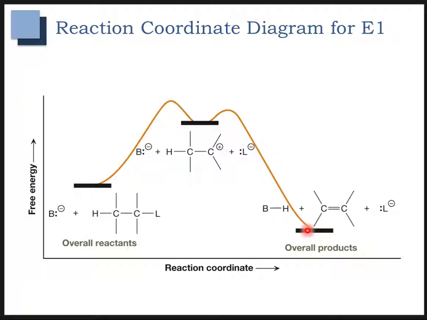So we'll notice a couple important things with this. As with the SN1, you'll notice that this first hump is higher than the second hump. So this is going to be our rate limiting step, or our slow step for the reaction. Okay, and the second step is downhill, and this is going to be pretty well favored.